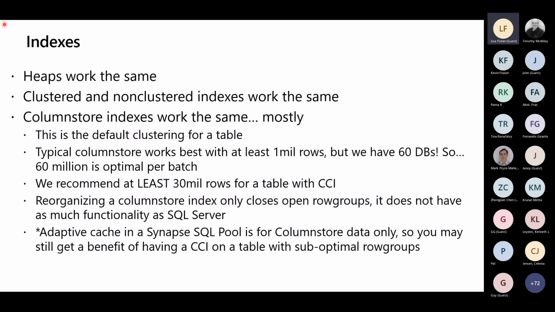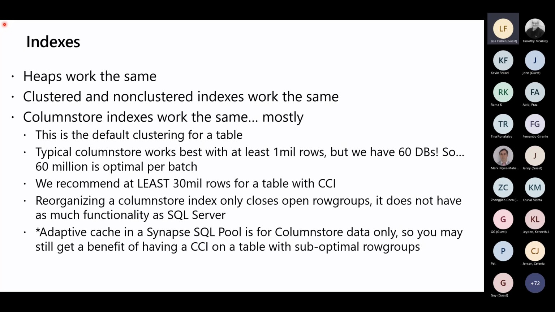So now let's talk about indexes. At the end of the day, indexes in a Synapse SQL pool work the same. Heaps are the same. They're unordered sets of data. They're stored on pages. Clustered and non-clustered indexes work the same. They are B trees. They're stored on pages. One thing to note about pages in a Synapse SQL pool is that they're always compressed. They're always using page level compression. That's not just the default. You cannot change it. It's just the way it works.